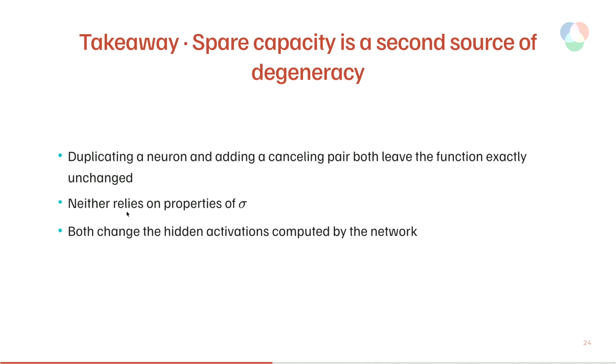And importantly, neither of these relied on the properties of the activation function, right? So that's why you didn't see any ReLU or any hyperbolic tangent in there. It's completely independent of this. And also, what you saw is that both of these degeneracies change the hidden activations that are being computed by this network.